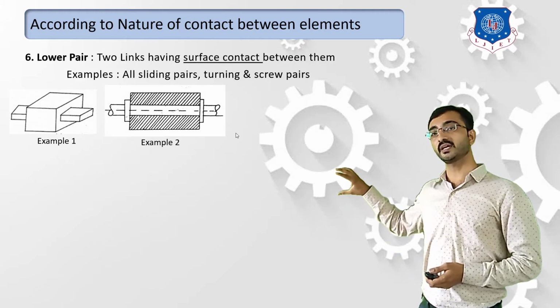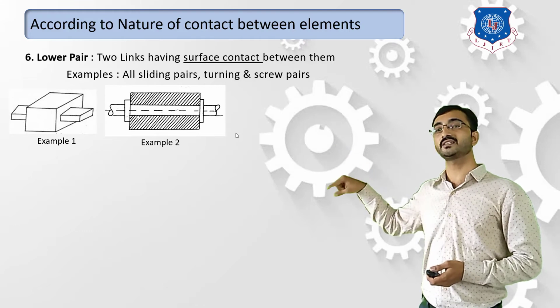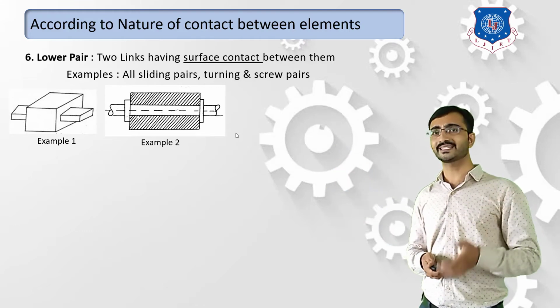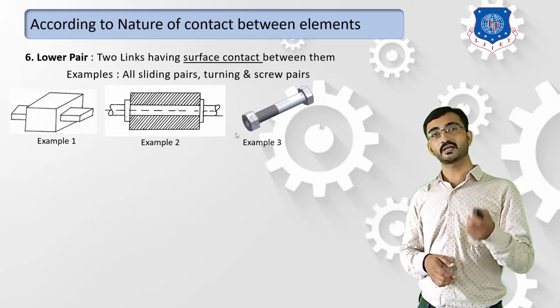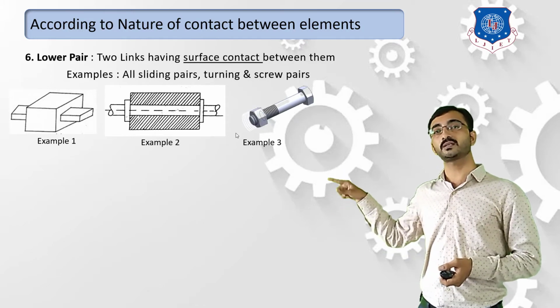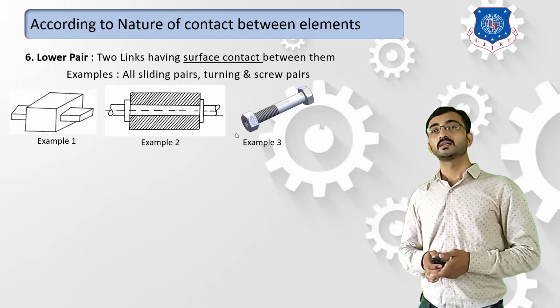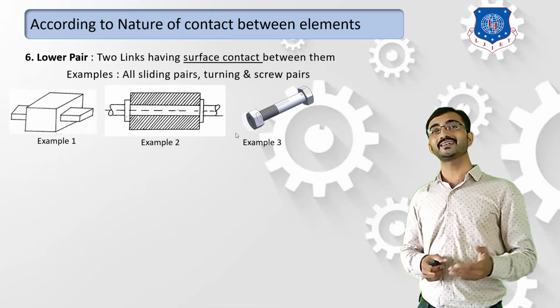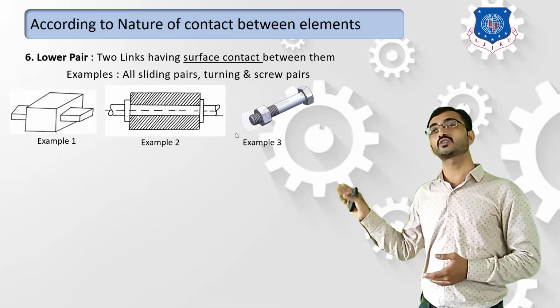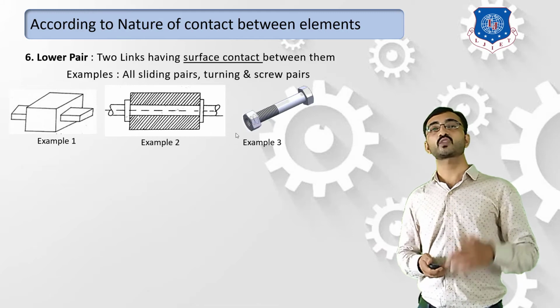Okay, so over here, again the entire surface of your shaft is in contact with the hub. The third example we can consider as a screw pair. Again, the entire surface of your nut body is in contact with the screw body. So we can say that sliding pair, turning pair and screw pairs are the best examples of lower pair.